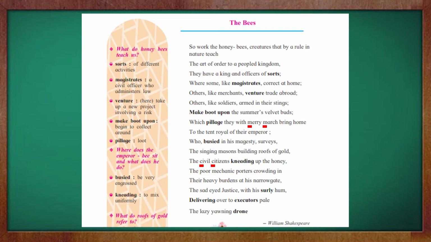Now let's have a look at an example of onomatopoeia. The line is, "The singing masons building roofs of gold." Here the word singing indicates sound, which is why it is an example of onomatopoeia. Children, I hope that you got all the answers correct.